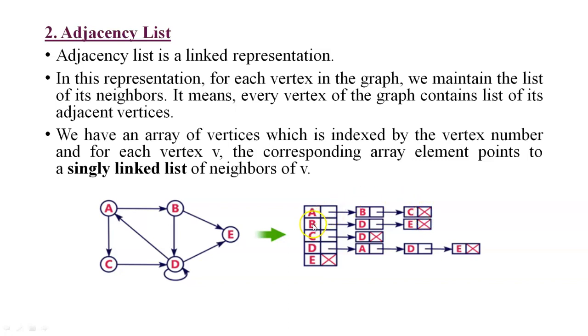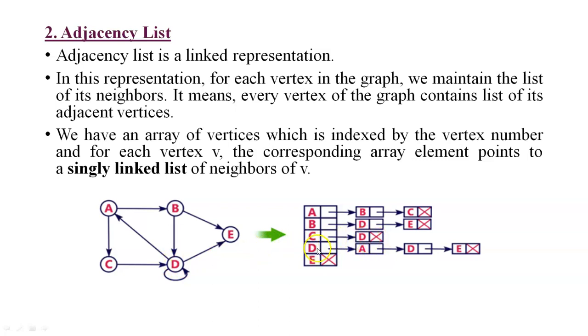The next vertex is B. From B you can directly travel to D as well as E. Two vertices can be traveled to from B. So from B, D has been connected as well as E. After E, no edges are there, so the next part will be null for E. The next vertex is C. From C, you can directly go to D alone. So C will be connected to D.